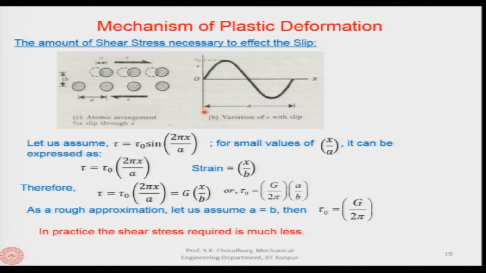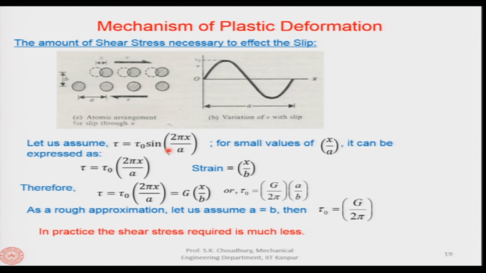So, what we said is that within the atomic distance, the stress can vary sinusoidally, and let us assume that this curve can be written as tau is equal to tau 0 sine of 2 pi x by a. Tau 0, as we said, is the maximum stress that is required for the slip to occur, or the maximum stress required for plastic deformation. So, this is the equation of this curve.